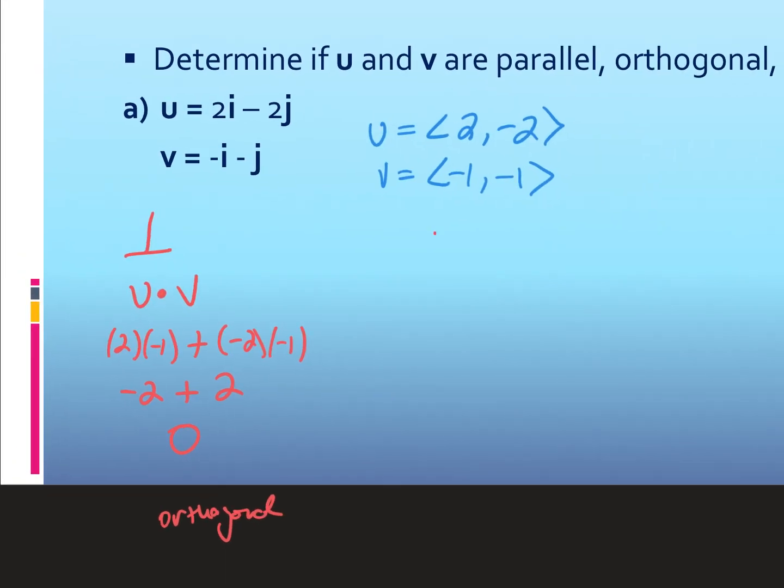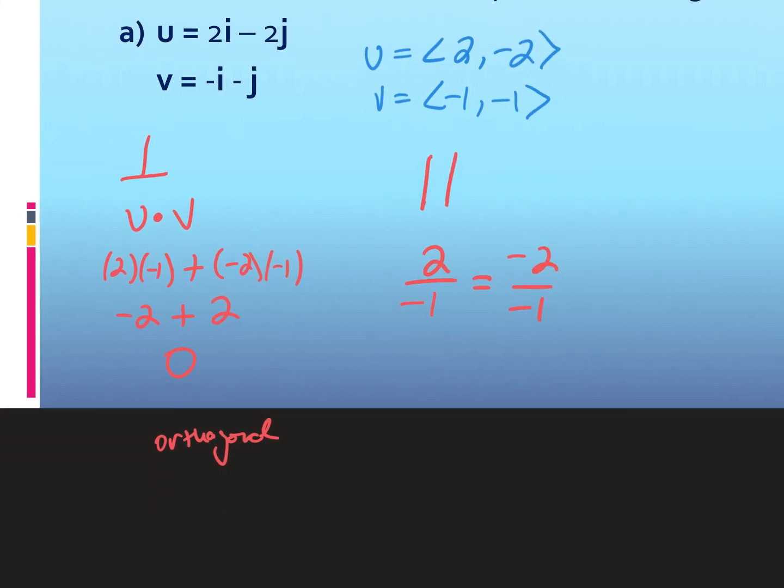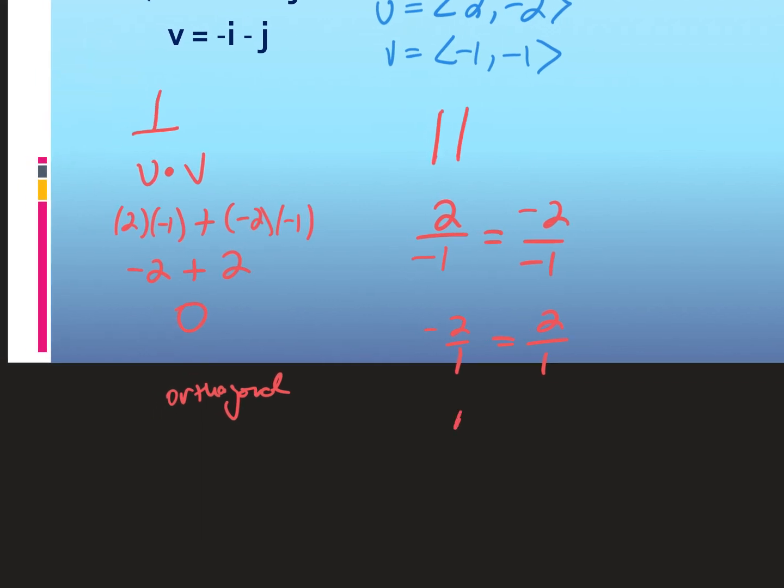Let's just see. Parallel, obviously they're not going to be. But how would I find out if they're parallel? I would put 2 over negative 1 equals what? Negative 2 over negative 1. Now simplify. 2 over negative 1 is what? Negative 2 over 1. Negative 2 over negative 1 is what? Positive 2 over 1. Are those two values the same? So you would say they're not parallel.